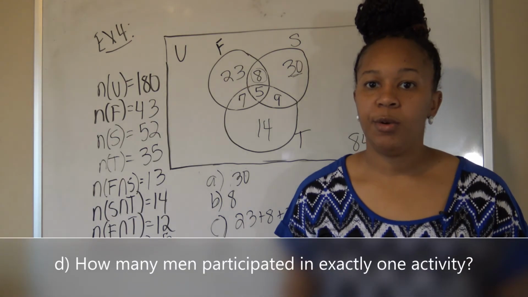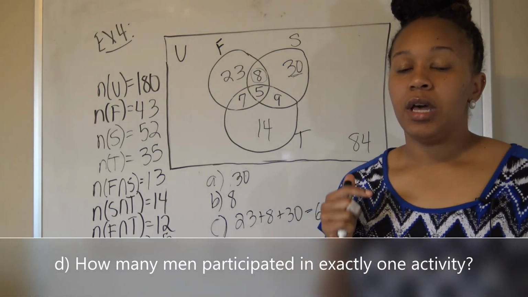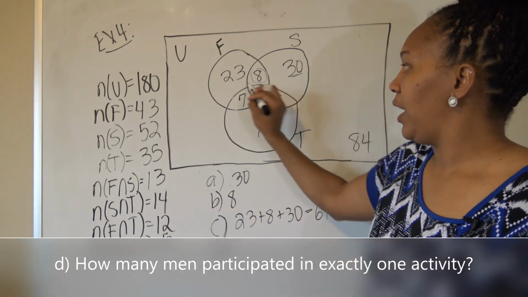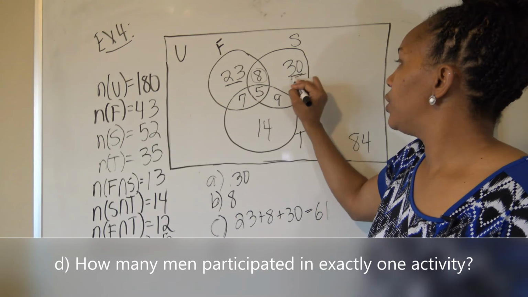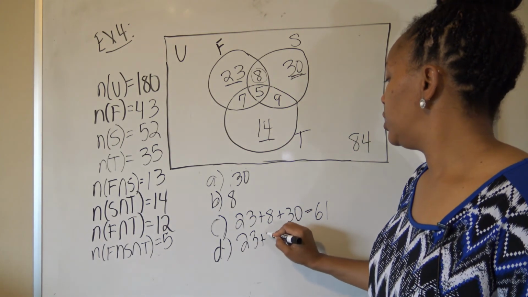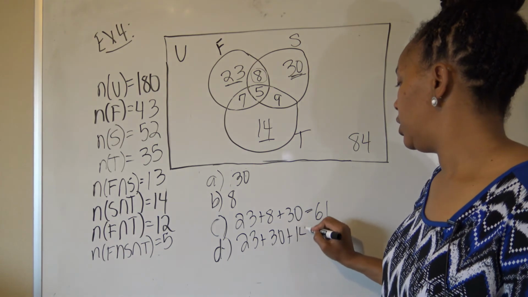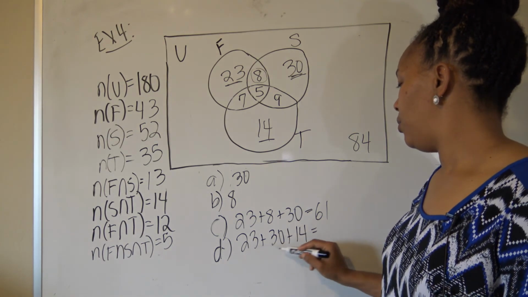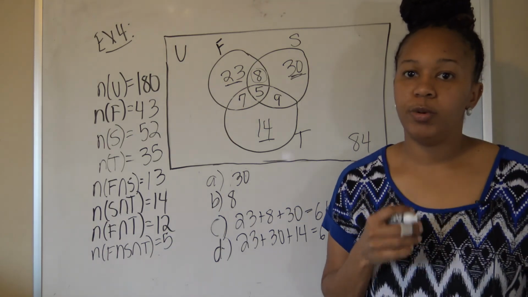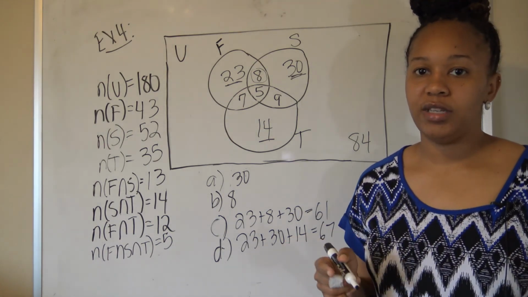For part D, we want to figure out how many individuals participated in exactly one of these activities. So remember, the exactly one are the ones that are in these regions right here. So the 23 plus 30 plus 14. So that would be 67. So there are 67 of the men who participated in exactly one of the activities.